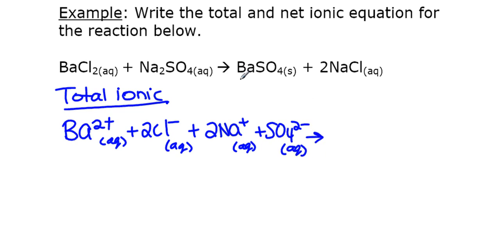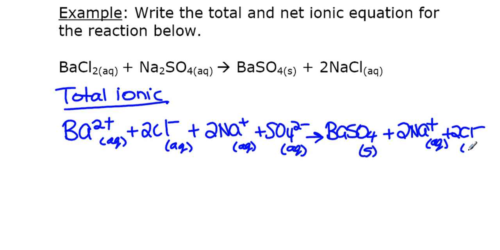Then we look at our products. Here's our new product. It's a solid, a precipitate. So this one we do not break apart because we know it stays together as a solid. And our other product is sodium chloride, but sodium chloride again is aqueous and it's going to exist as ions. There's 2 sodiums and 2 chloride ions. So there's your total ionic equation.